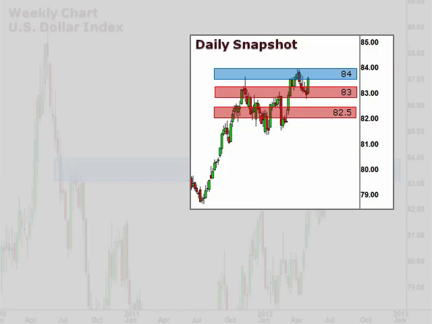Let's take a quick look at the daily snapshot. The daily snapshot reflects last week's retracement lower with Friday's strong close to the upside. Once again, a break above 84 opens the window for the US dollar to trend higher against most majors.